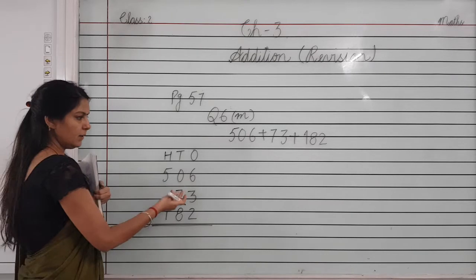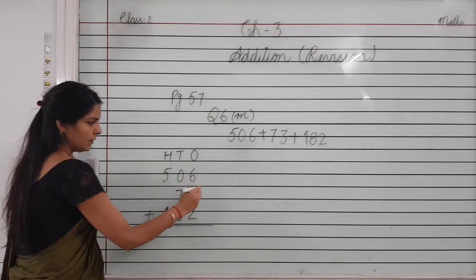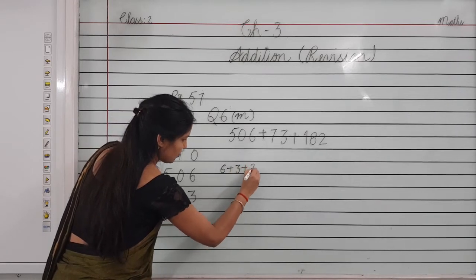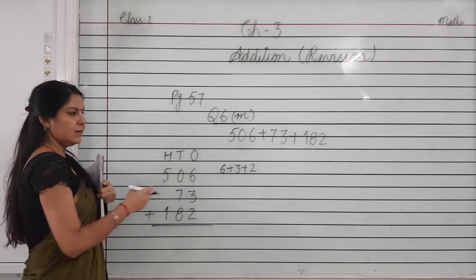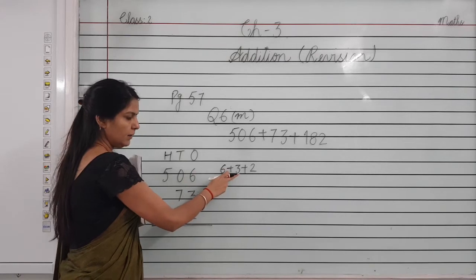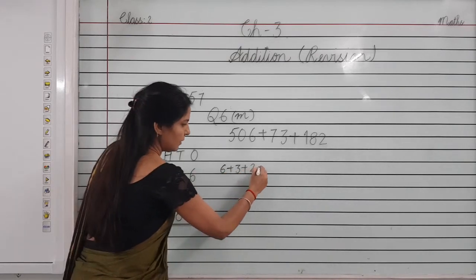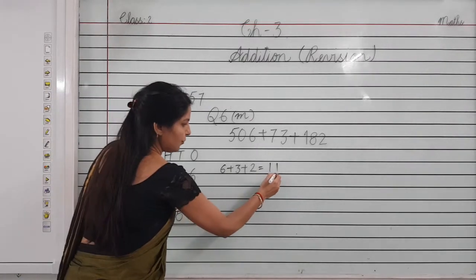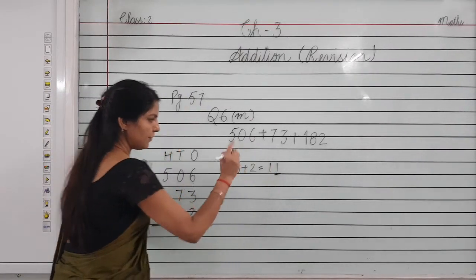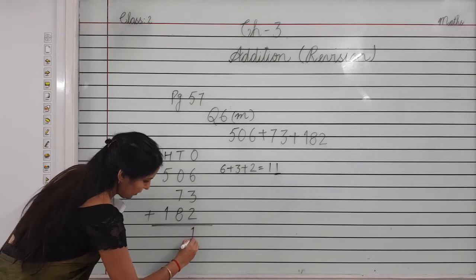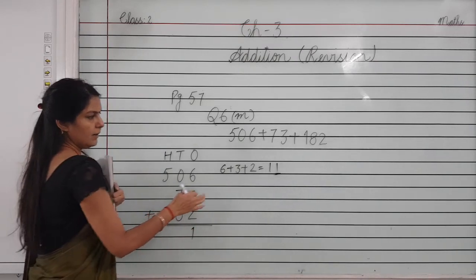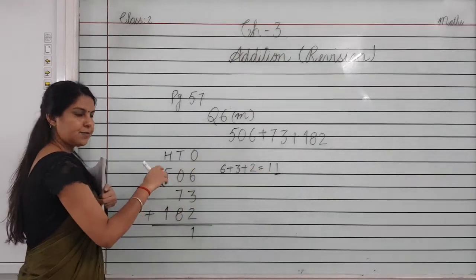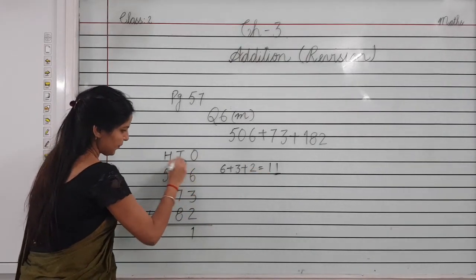Now start adding the numbers. First of all we will add 6 plus 3 plus 2. What we will get? 6 plus 3 will be 9. 9 plus 2 will be 11. In 11 here is two digit. So we will write this one which is at ones place here below ones place. And the another digit which is 1, we will carry over this one at the tens place.